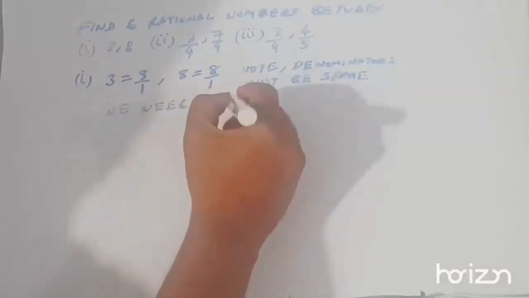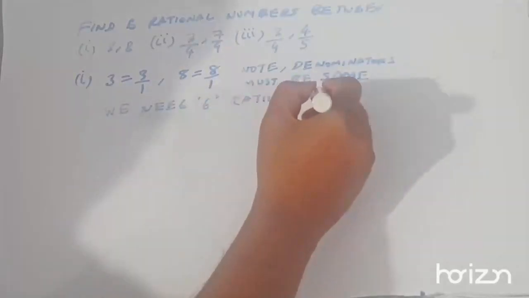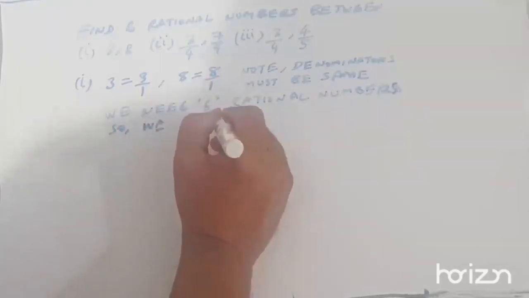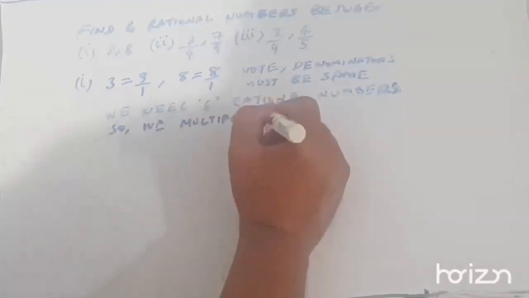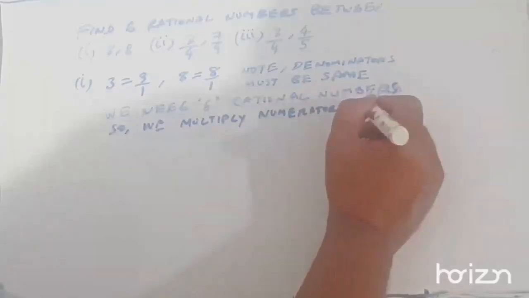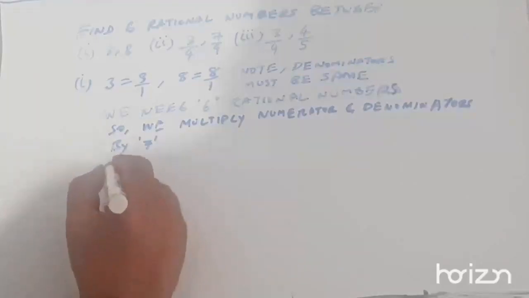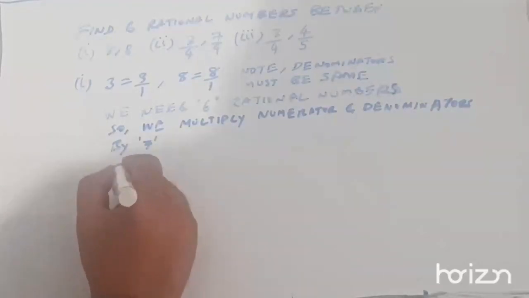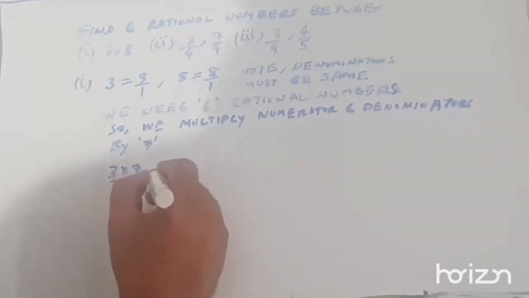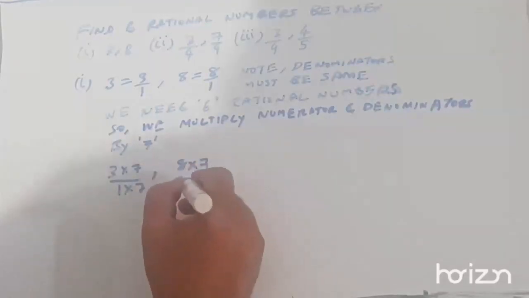A small typo there in the spelling of need, just excuse that. So we multiply the numerator and denominator by 7. So we get 3 into 7 divided by 1 into 7, that is 21 by 7. And 8 into 7 divided by 1 into 7, that is 56 by 7.